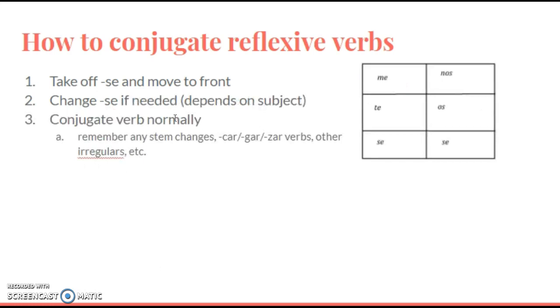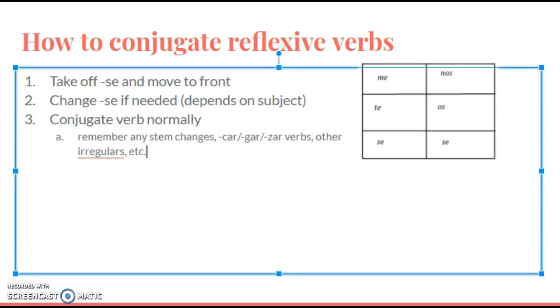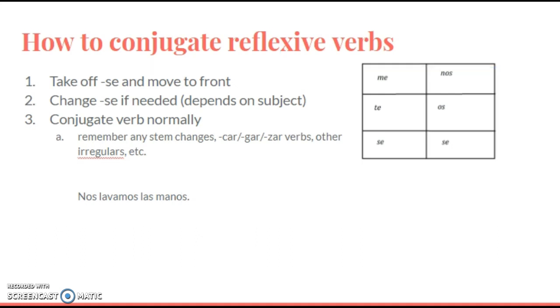Step three is conjugate the verb normally. So remember, if it's irregular, you still have to follow those irregular rules. So I was doing we wash our hands. So I changed se to nos because it's we. Lavar, I take off my AR. New ending is amos. Las manos. So that's how you'd say we wash our hands.